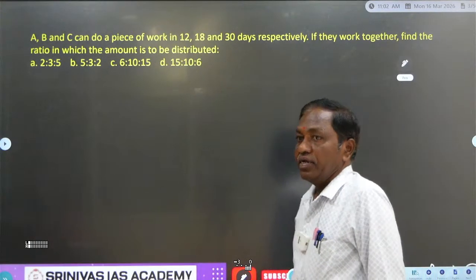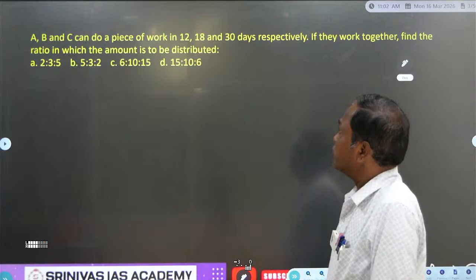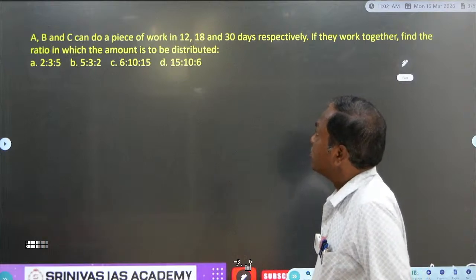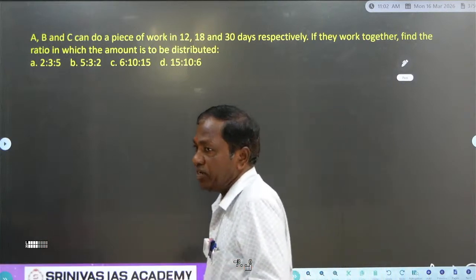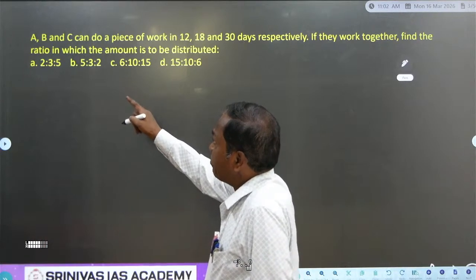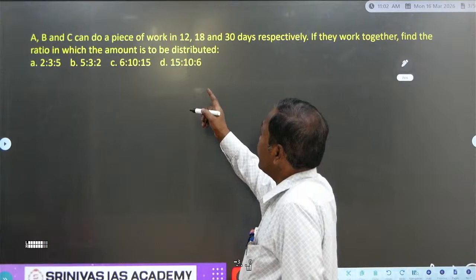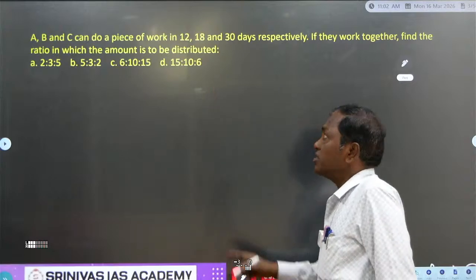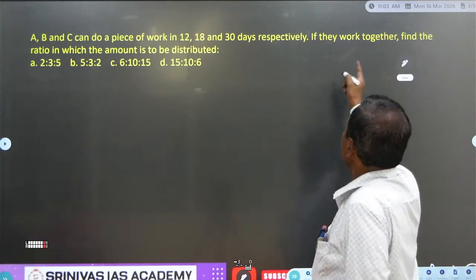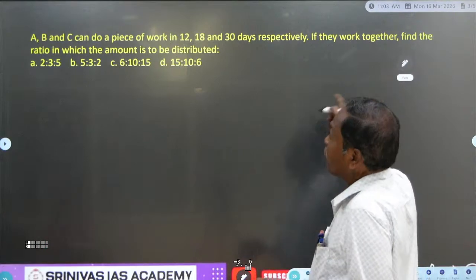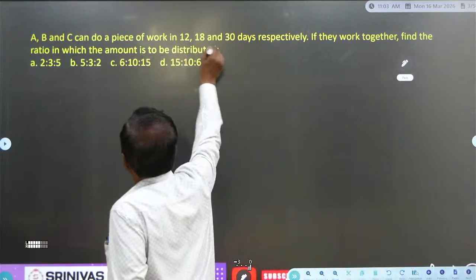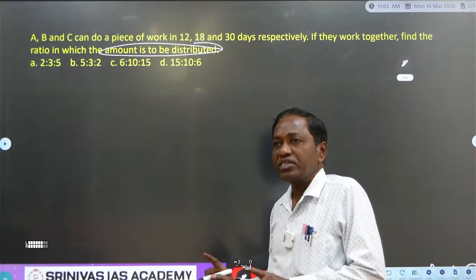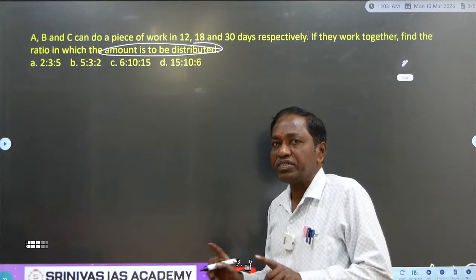Next. A, B and C can do a piece of work in 12 days, 18 days and 30 days respectively. If they work together, find the ratio in which the amount is to be distributed. Now see the question very carefully. There are 3 people, 3 times are given. If all of them work together, find the ratio in which the amount is to be distributed. Only the ratio of sharing of money is asked. Sharing of money is based on what?